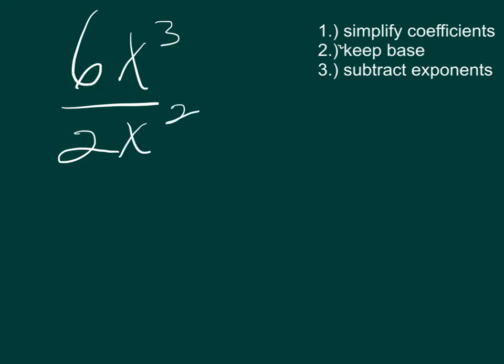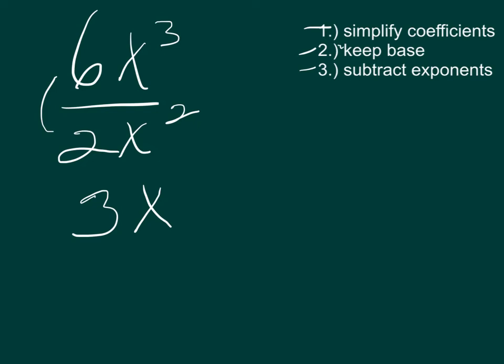Now, just like we did with the product rule, we want to take a look at our rules. So the first thing we want to do is simplify our coefficients. So 6 divided by 2 is 3. Then I'm going to come over and look at my bases. I'm going to keep the base of x. And then the final thing I'm going to do is subtract my exponents. So obviously there's a couple ways we can do that.